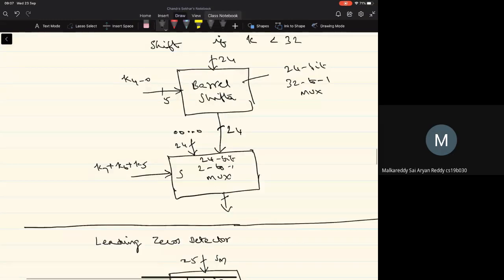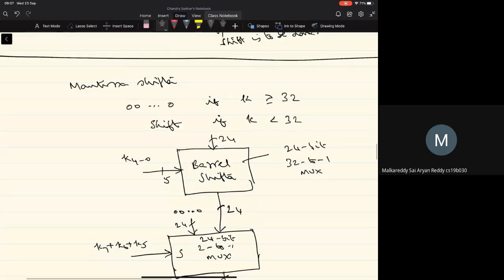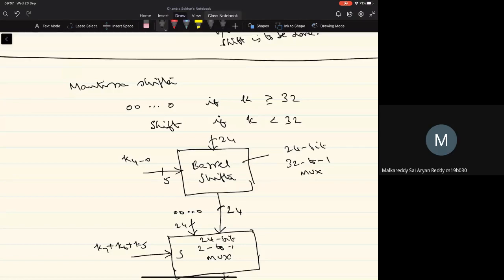All right, noting that beyond the value of k equal to 32, the shifted value will be all zeros. So we take that factor into consideration, and now we perform this shift operation for less than 32 bits by using the lower order bits of the k. And then we use this multiplexer based barrel shifter, which is a 24-bit 32-to-1 multiplexer.